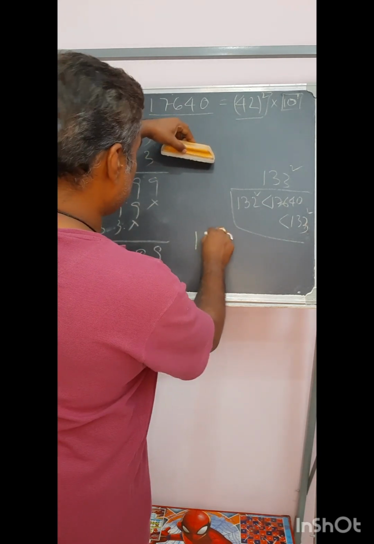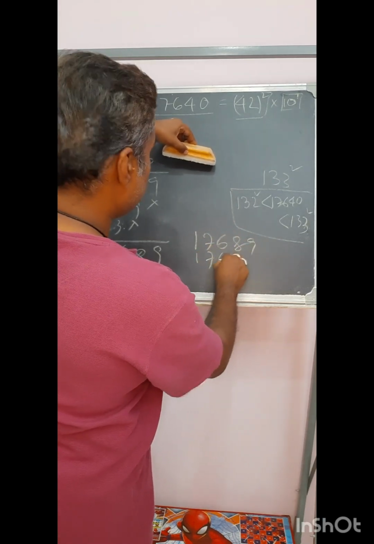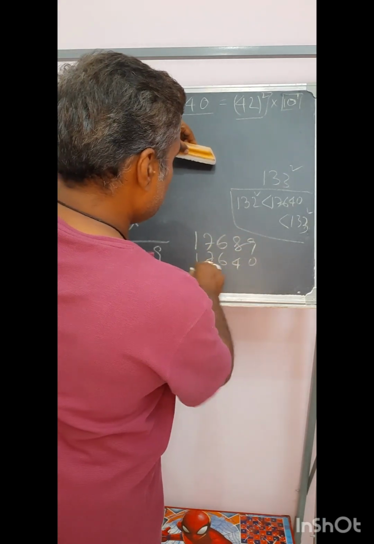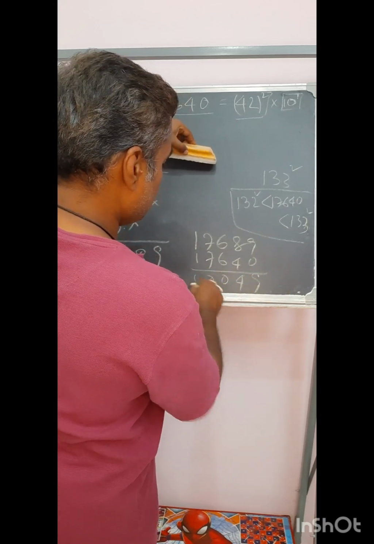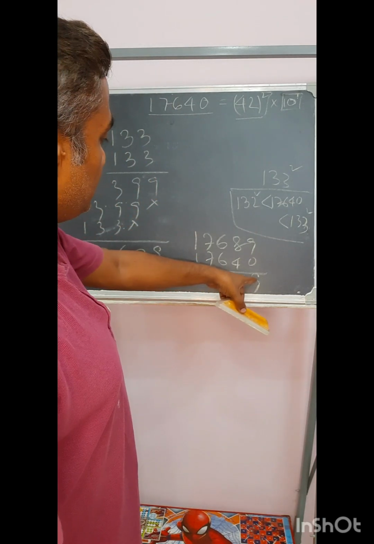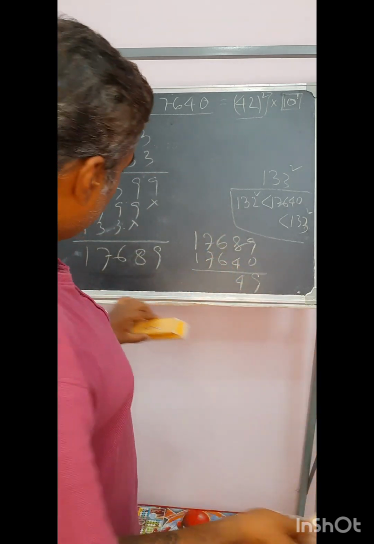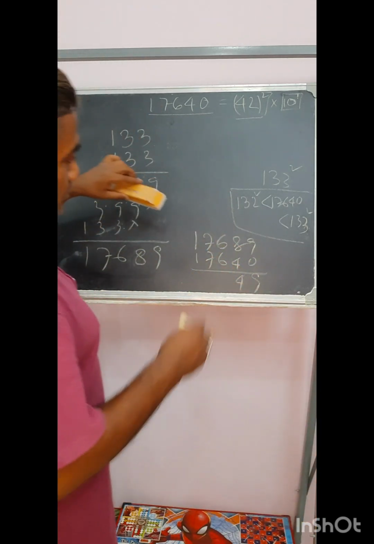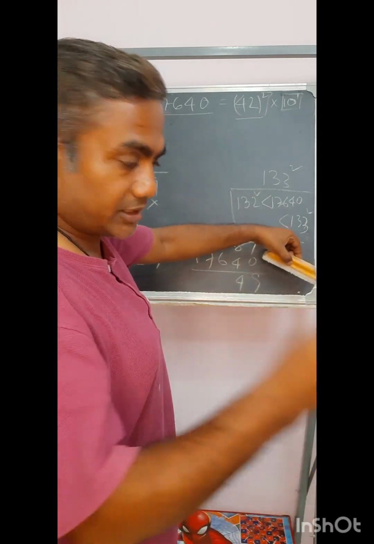So how much do I have to add? The difference comes to 49. So your answer would be 49, to be added to get the perfect square. If you add something, you will automatically get the next higher number.